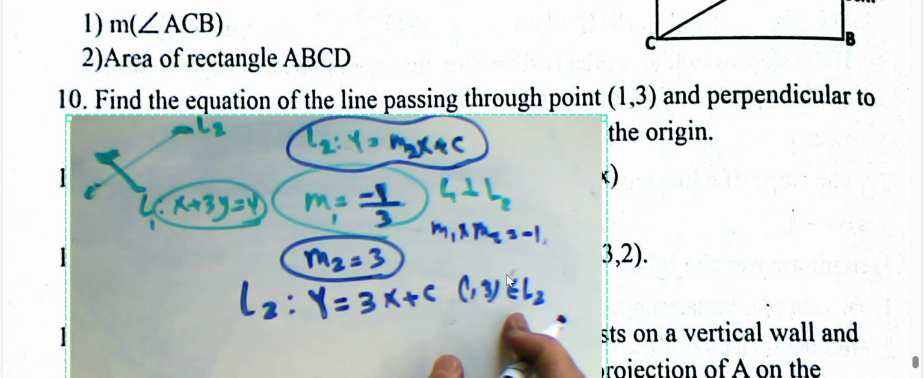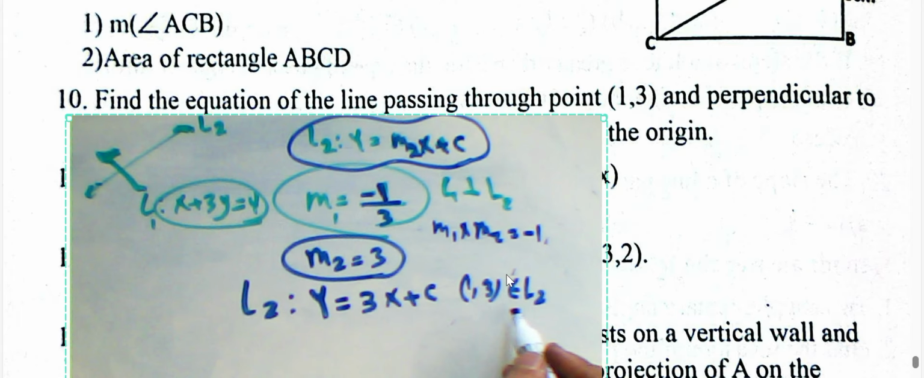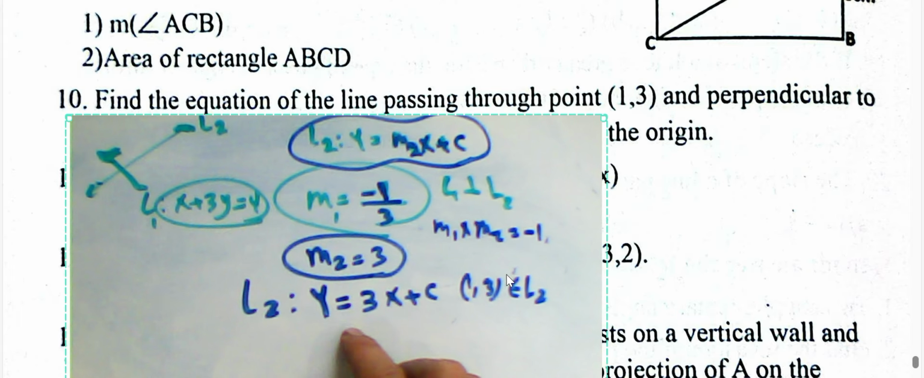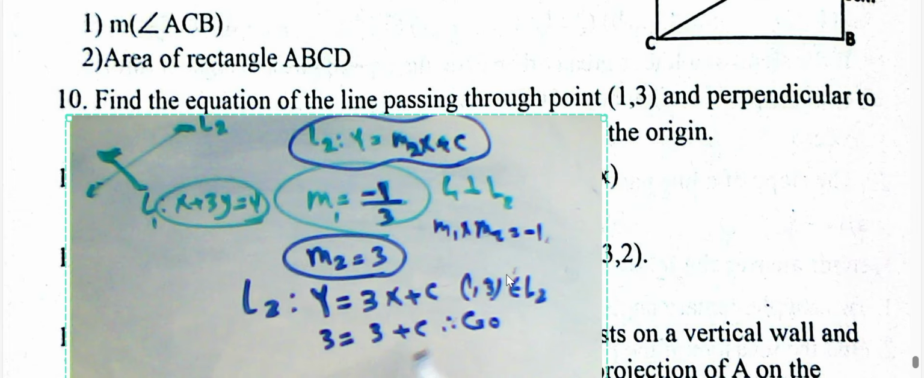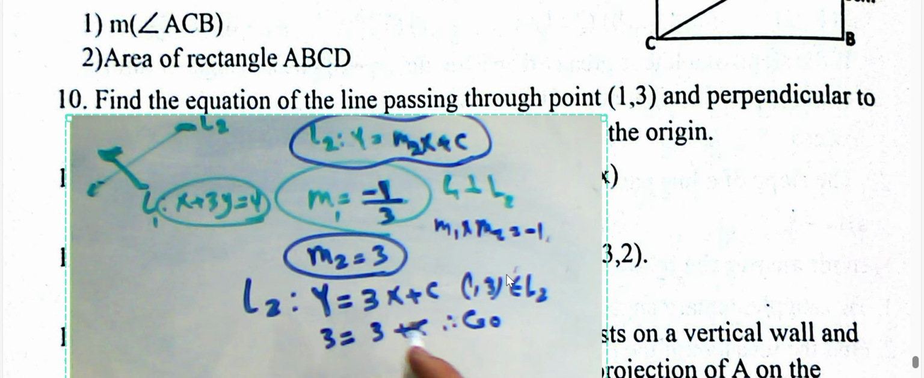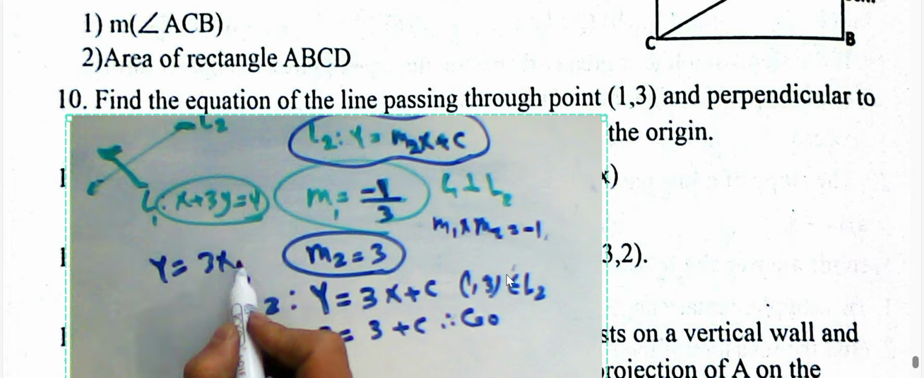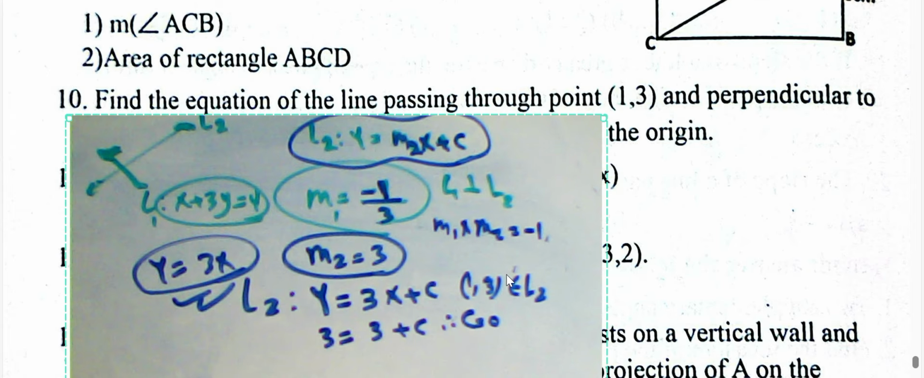Then this point satisfies this equation. Put the point (1, 3) in this equation: x equals 1 and y equals 3. So 3 equals 1 times 3 plus constant. Then the constant will be 0. Then this straight line passes through the origin, because the equation is y equals 3x. Understood?